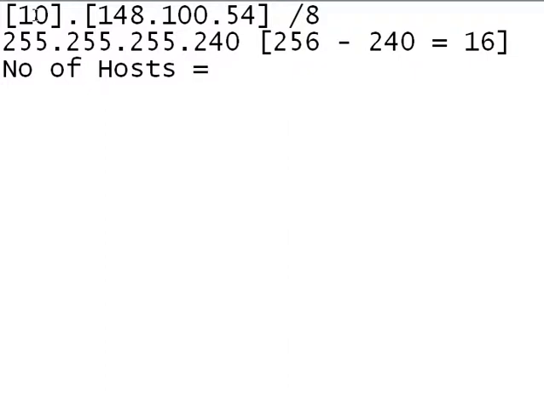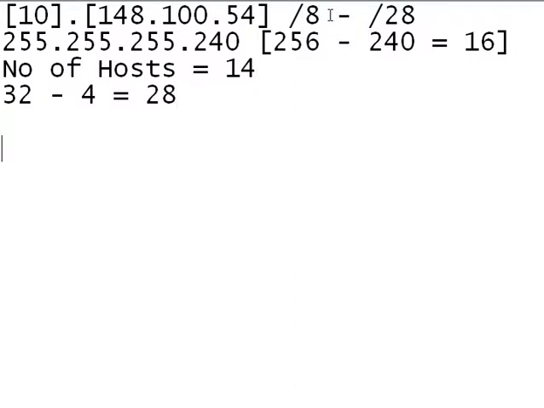So 4 bits. Initially it was 8. Now it is not 8. Now it is 32 minus 4, that is 28. So initially it was 8, and now it is 28. So how many bits have you borrowed? You have borrowed 20 bits. So how many subnetworks can you create? You can create 2 to the power 20 subnetworks.